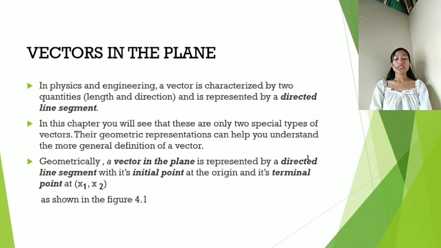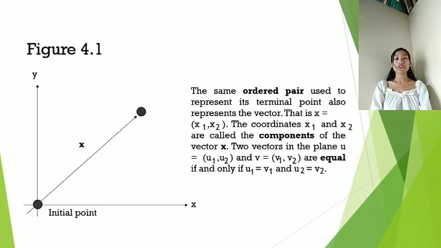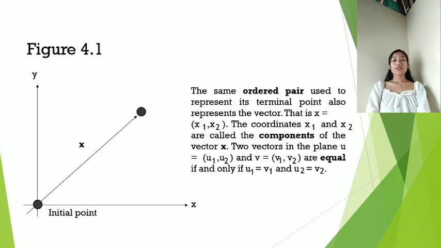Geometrically, a vector in the plane is represented by a directed line segment with its initial point at the origin and its terminal point at x sub 1, x sub 2, as shown in the figure 4.1. So based on the definition of a vector, lagi nating tatandaan na ang vector ay tumutukoy sa mga linya, shape, kurbang linya, at ito ay may direksyon.